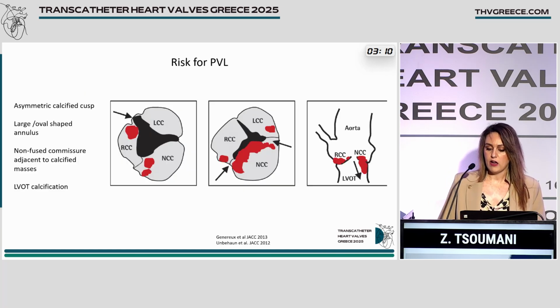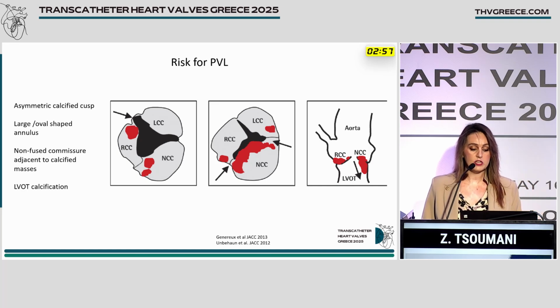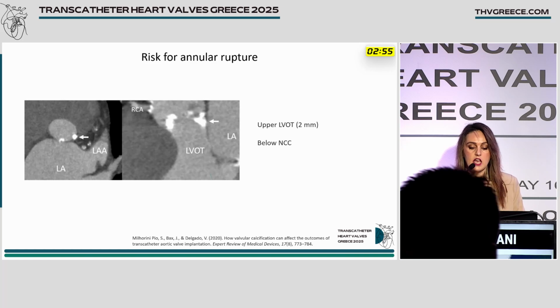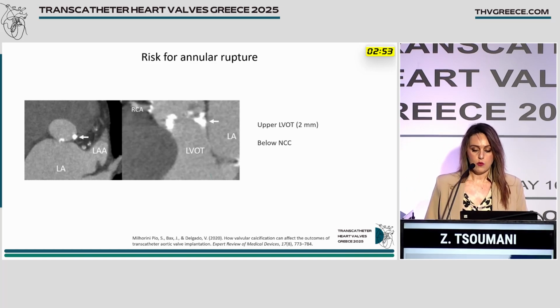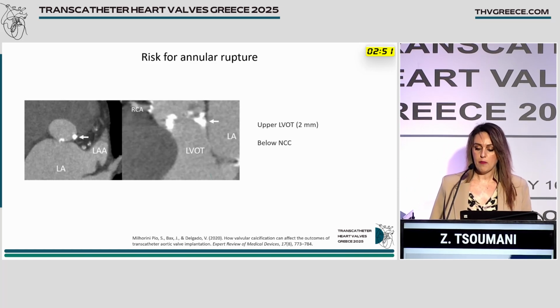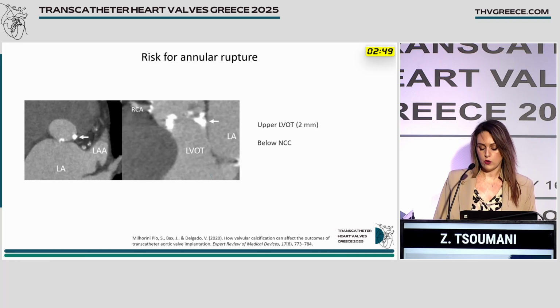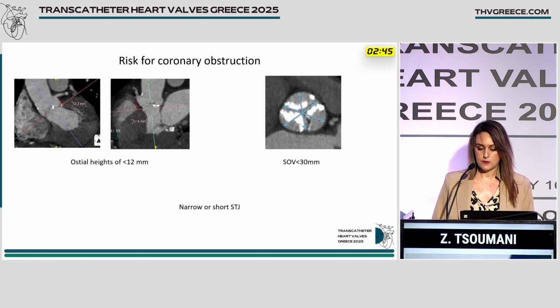The risk for paravalvular regurgitation increases when we have asymmetric calcified cusps, a large oval-shaped annulus, non-fused commissure adjacent to calcified masses, and LVOT calcifications. In case of calcium in the upper LVOT and below the non-coronary cusp, the risk for annular rupture increases.